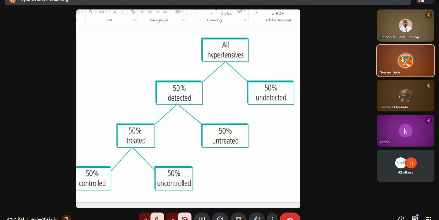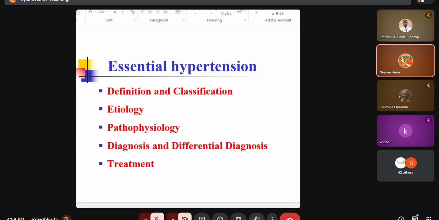So where is that slide? I want to use that slide.